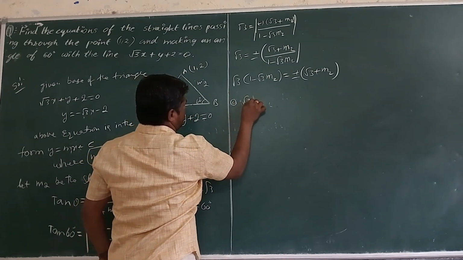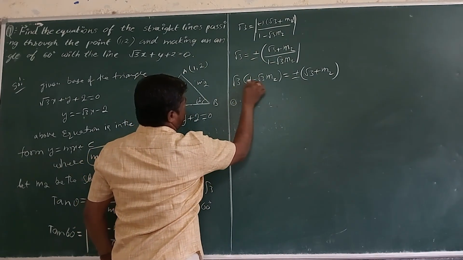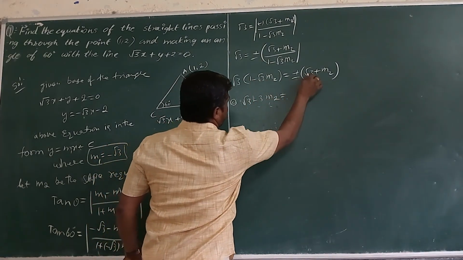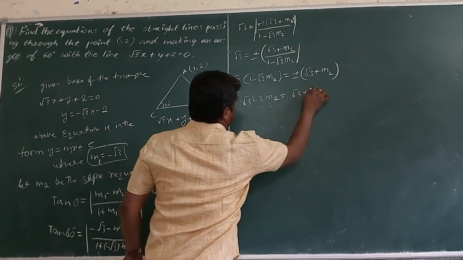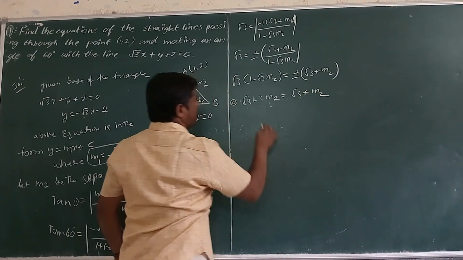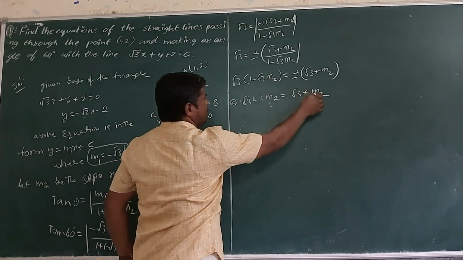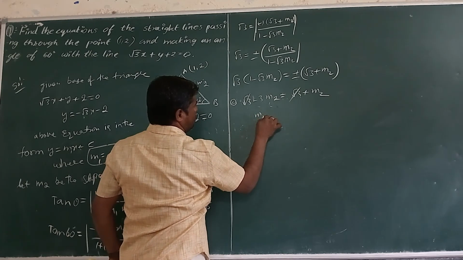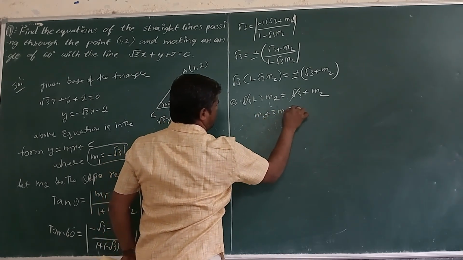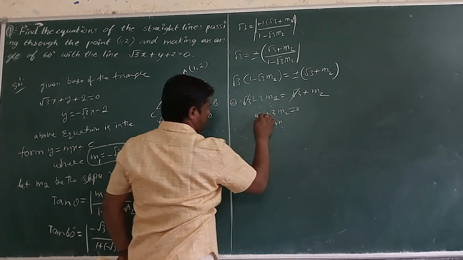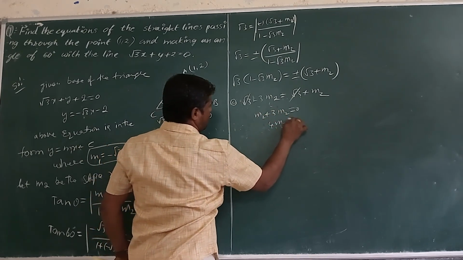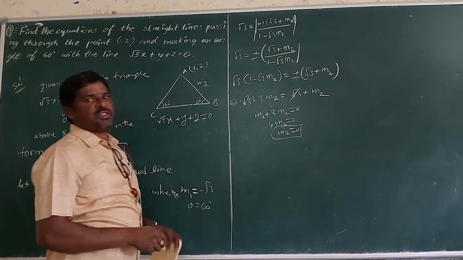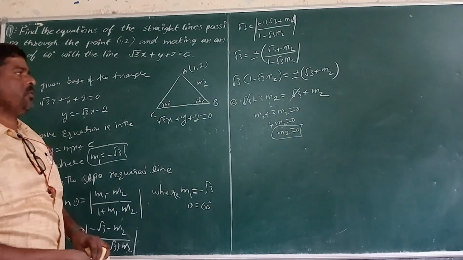First case: root 3 into 1, root 3 into root 3 minus 3 into m2 equals root 3 plus m2. Minus 3m2 transforms to RHS and becomes plus. Root 3 cancels. That is m2 plus 3m2 equal to 0, 4m2 equal to 0, m2 equals 0. So in the first case, the slope of the line is 0.